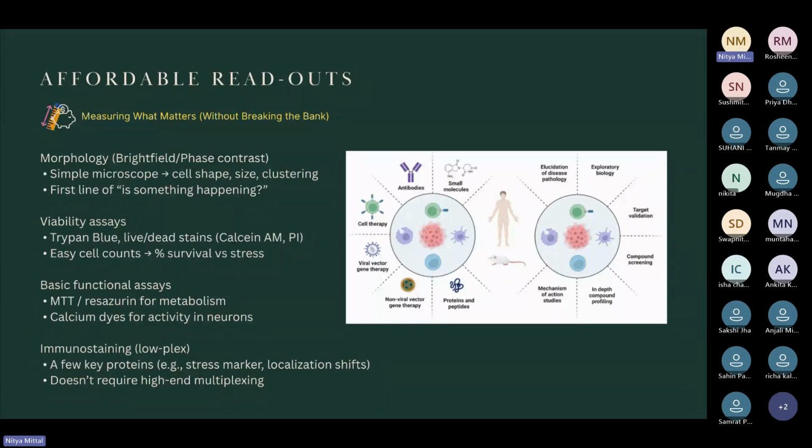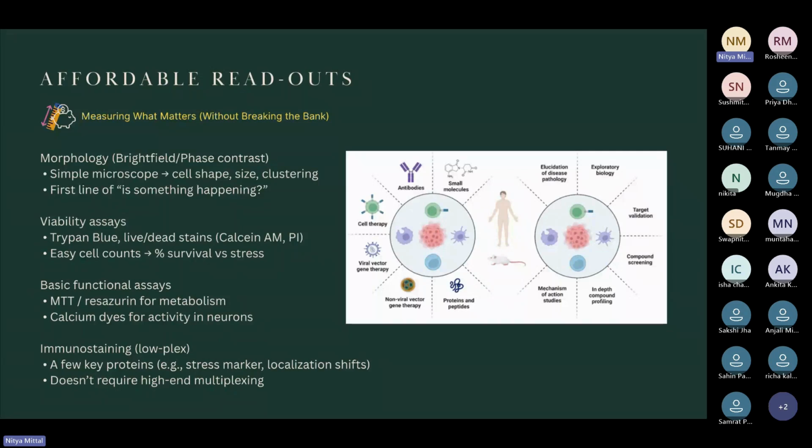And again, this is throwing out there the most basic readouts that you can get without any fancy equipment, with some basic equipment in the lab. So I would say we have to start with measuring what matters, right? And the very first thing is morphology. You can use a bright field or a phase contrast microscope, a simple microscope that will tell you what the cell shape, size, and clustering is like.